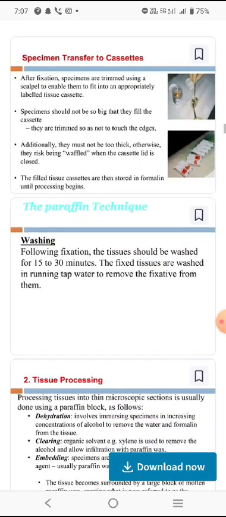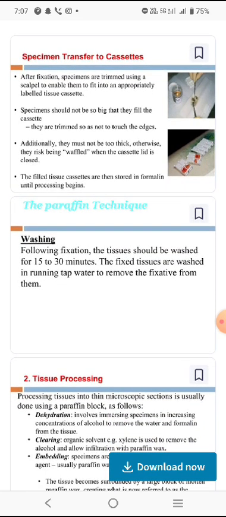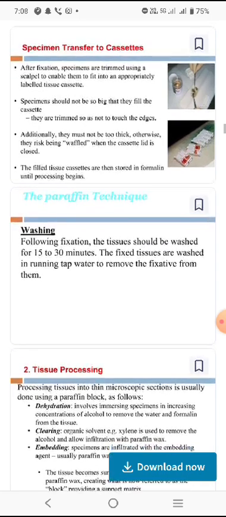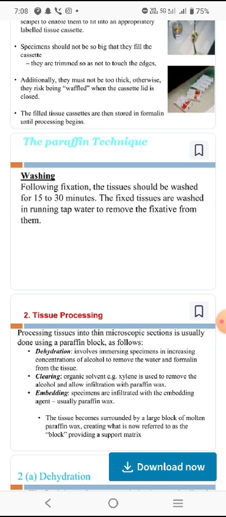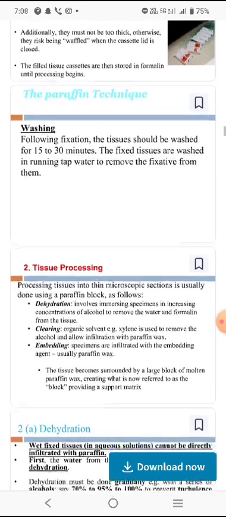After fixation, specimens are trimmed using a scalpel and placed in appropriately labeled tissue cassettes. The specimens should not be so big that they will not fit in the cassette. They are trimmed so as not to touch the edges. Additionally, they must not be too thin, otherwise they risk being warped when the cassette lid is closed. The filled tissue cassettes are then stored in formalin until processing begins.